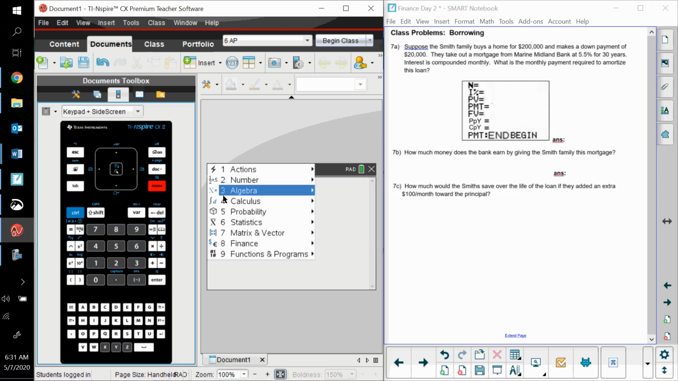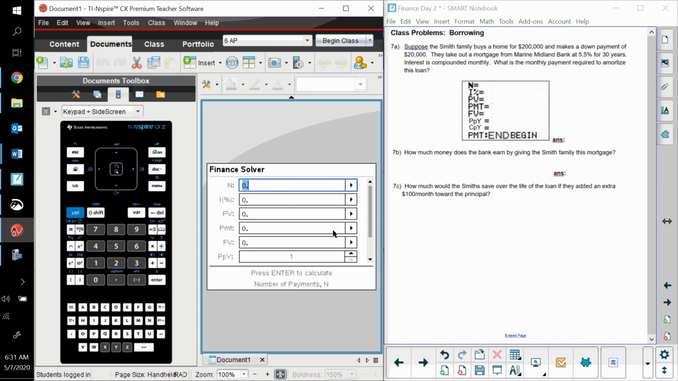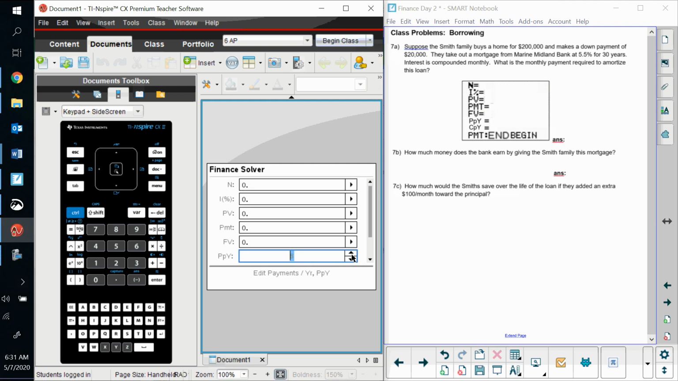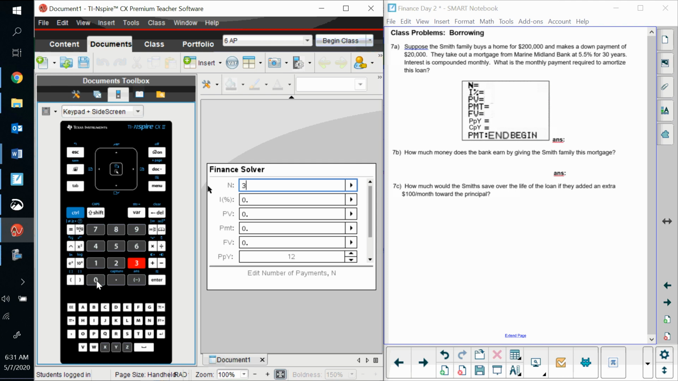All right, so remember we go to Menu, Finance, and the Finance Solver. Let's start with our PPY. We want monthly, so we want that to be 12. Then in the end spot, we wanted 30 years times the monthly, so 30 times 12 we'll have. They told us the percent was 5.5.